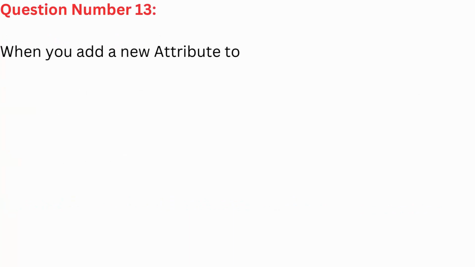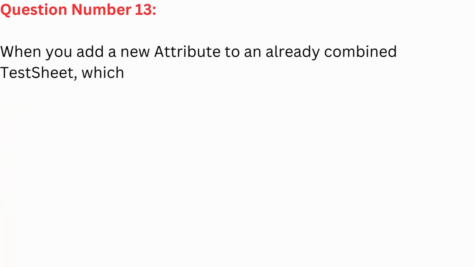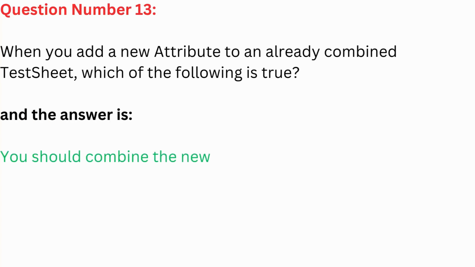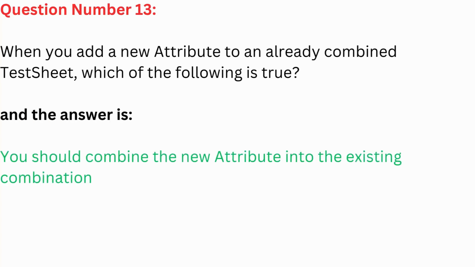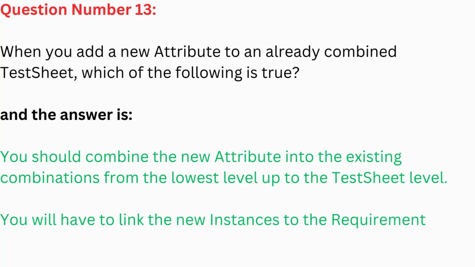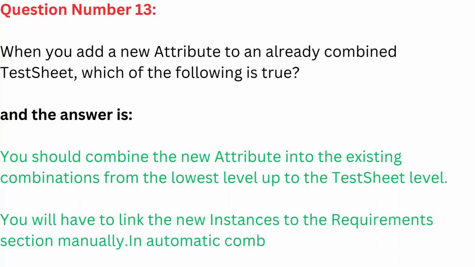Question number 13. When you add a new attribute to an already combined test sheet, which of the following is true? And the answer is: you should combine the new attribute into the existing combinations from the lowest level up to the test sheet level. You will have to link the new instances to the requirements section manually. In automatic combinations, you should use complete instances.